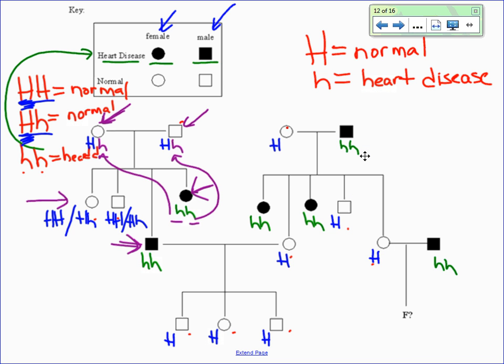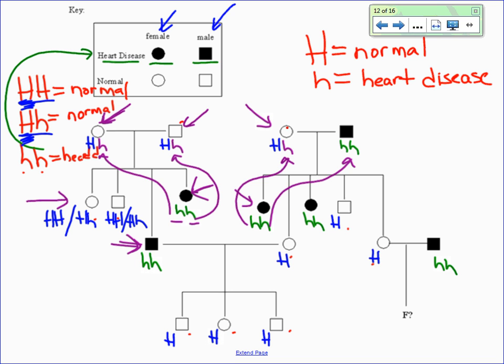All right, again, we can use that same logic here where this lady right here, we don't know what she is, all right, just straight off the bat, but we do know that she has a kid, a daughter, who has the disease. So that means one of her daughter's little h's had to come from the dad, and the other little h had to come from the mom, meaning that this has to be big H, little h. It's the only way to get that daughter that has the disease.